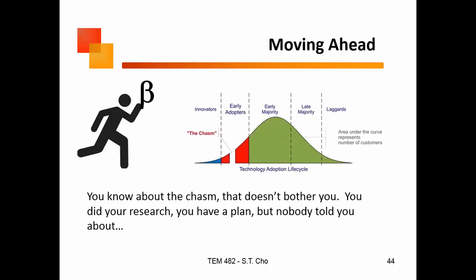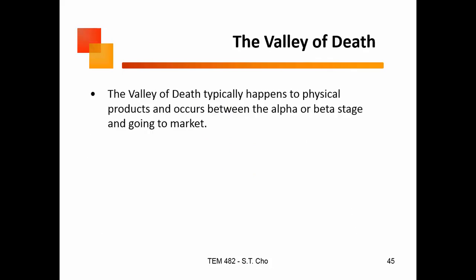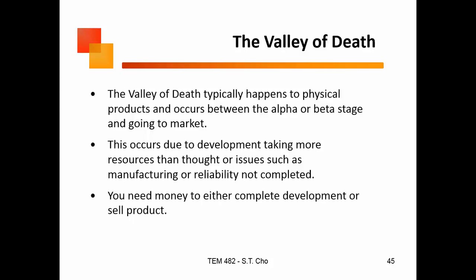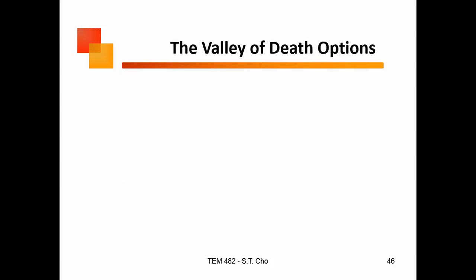And so the chasm doesn't bother you because you know it's coming. So you research for it. You plan for it. Now, the Valley of Death happens between the alpha and beta stage. And the thing is, this is a trap that a lot of people in physical products run into, because you severely underestimate what it takes to complete development.